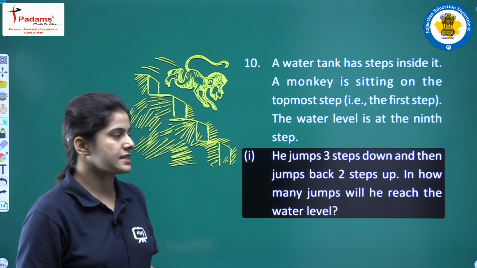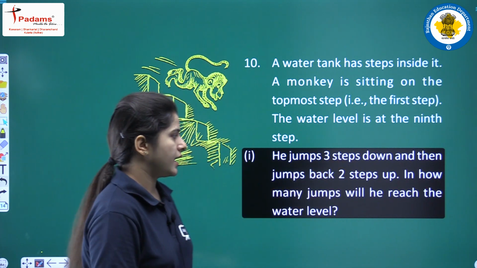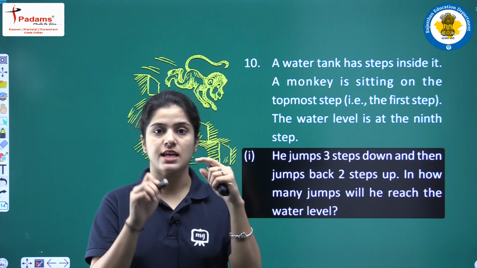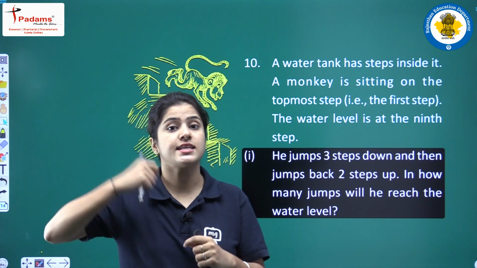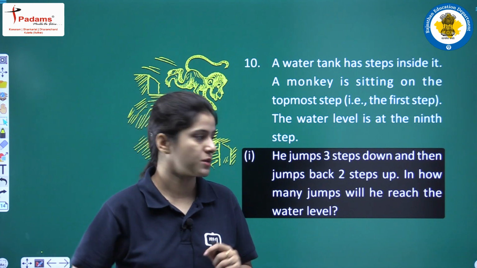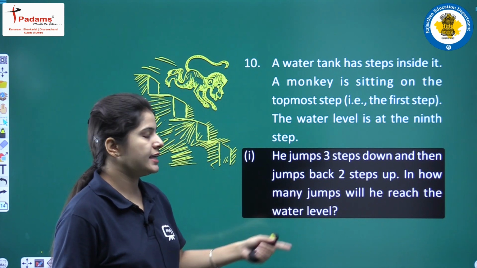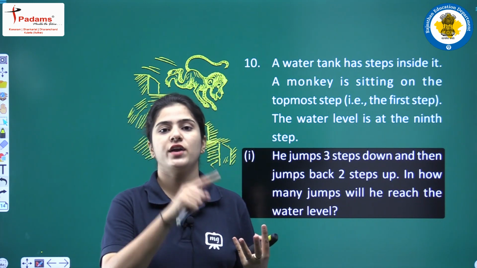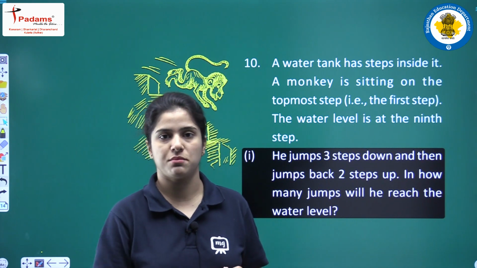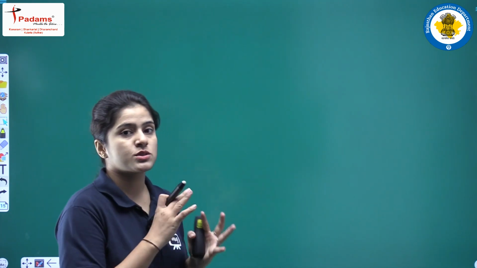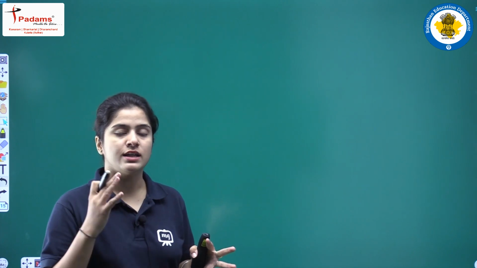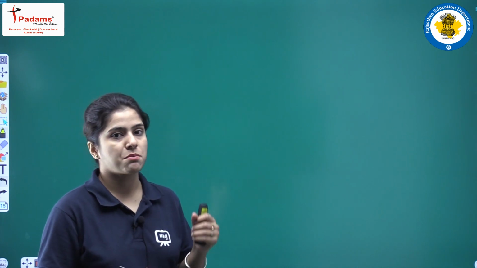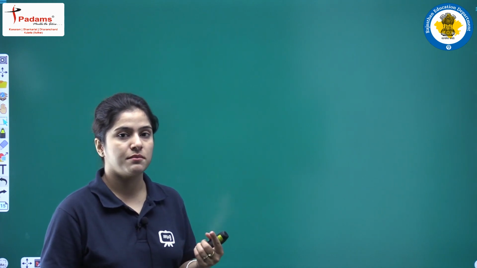The first part that you need to find out is that he jumps 3 steps down and then jumps back 2 steps up. In the first jump he is stepping down by 3 steps, and in the second jump he is stepping up by 2 steps, okay. So in how many jumps will he reach the water level? You need to find out in how many jumps he will reach the 9th step, okay. So let's do the question. Students, for this question you need to assume that if you are stepping down you will consider it a positive integer, and if you are stepping up you will assume it as a negative integer, okay.